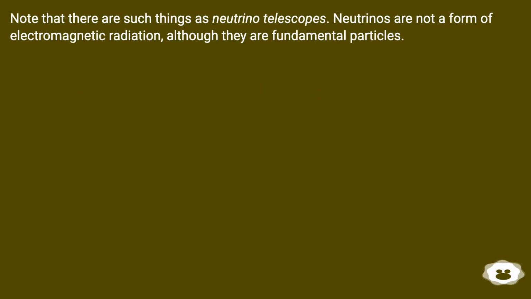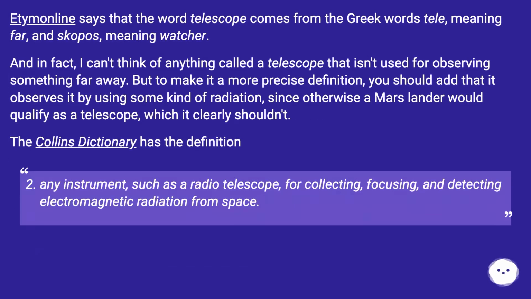Note that there are such things as neutrino telescopes. Neutrinos are not a form of electromagnetic radiation, although they are fundamental particles. Etymonline says that the word telescope comes from the Greek words tele, meaning far, and skopos, meaning watcher. And in fact, I can't think of anything called a telescope that isn't used for observing something far away. But to make it a more precise definition, you should add that it observes it by using some kind of radiation, since otherwise a Mars lander would qualify as a telescope, which it clearly shouldn't.